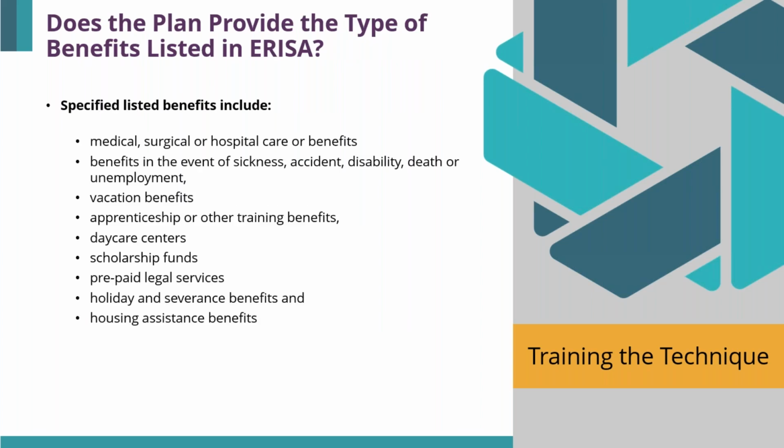Now, does the plan provide a type of benefit listed under ERISA? Under ERISA, these particular types of plans can be deemed to be an ERISA benefit: medical, surgical, and hospital care benefits, benefits in the event of sickness, illness, disability, death, or unemployment, vacation benefits, apprenticeship and other training benefits, daycare centers, scholarship funds, prepaid legal, holiday and severance pay benefits, and housing assistance can be ERISA benefits if it's employer provided.